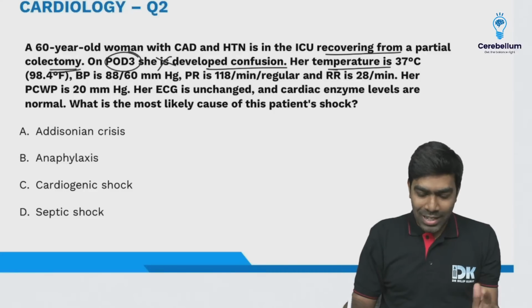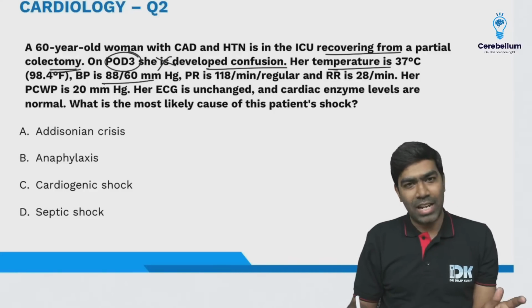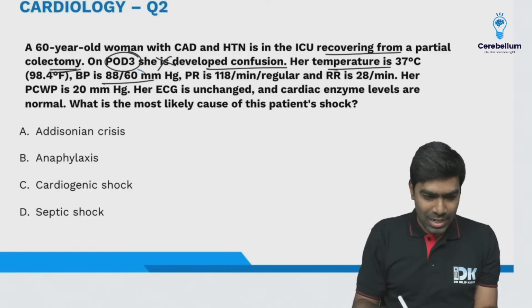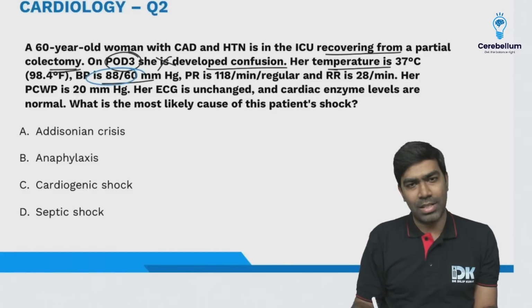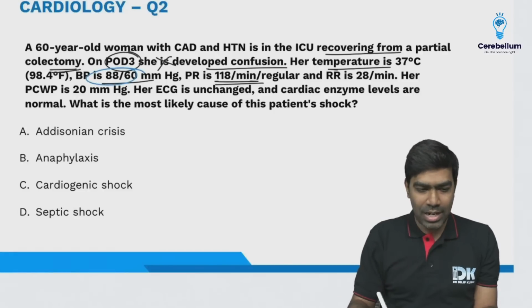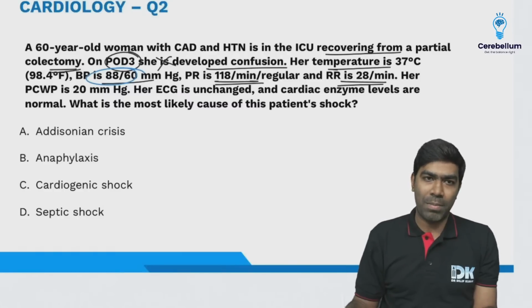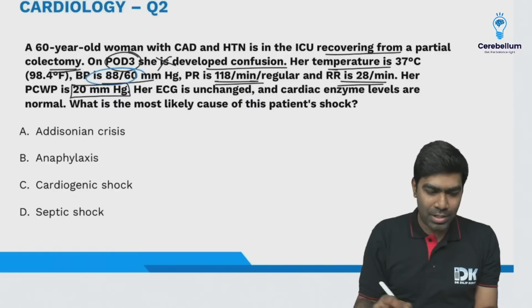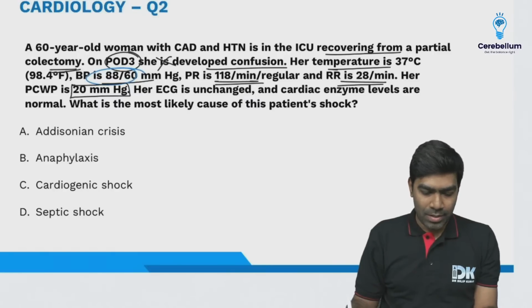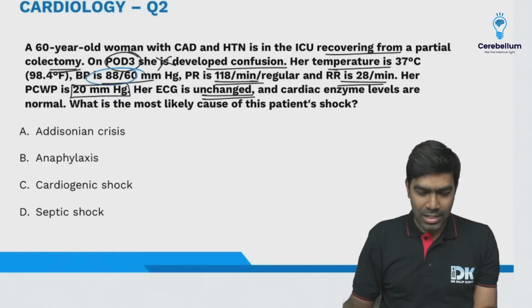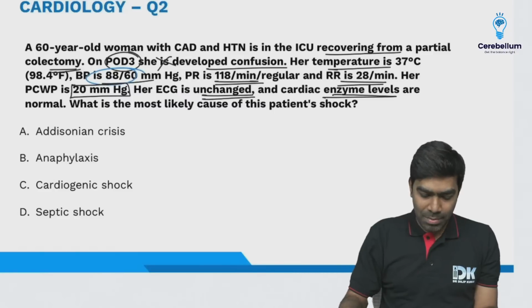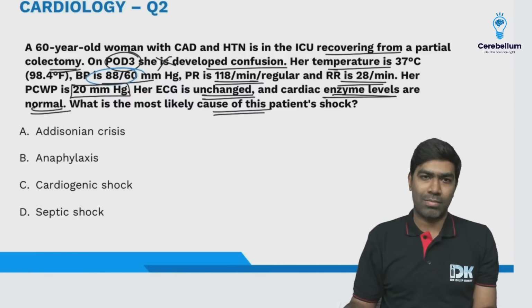Her temperature is 37 degrees Celsius. BP is 88/60 millimeters of mercury, which means she is in a state of shock. Pulse rate is 118 per minute, regular, and respiratory rate is 28 per minute. Her pulmonary capillary wedge pressure is 20 millimeters of mercury. Her ECG is unchanged, and cardiac enzyme levels are normal. What is the most likely cause of the patient's shock?